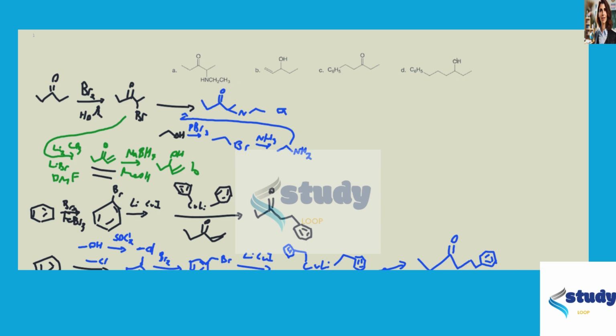But now we need to reduce this using that mild reducing agent like we did in B to a secondary alcohol, sodium borohydride and methanol. And we get that alcohol here.